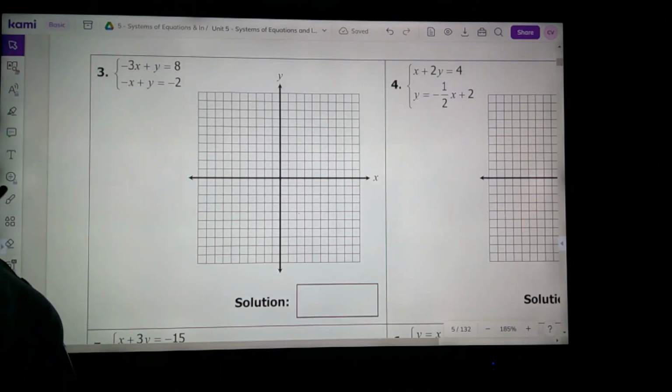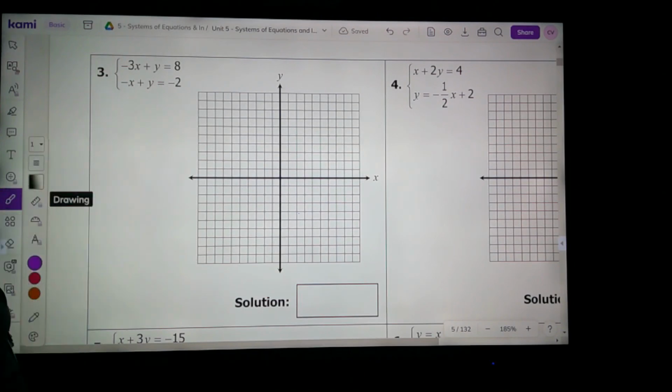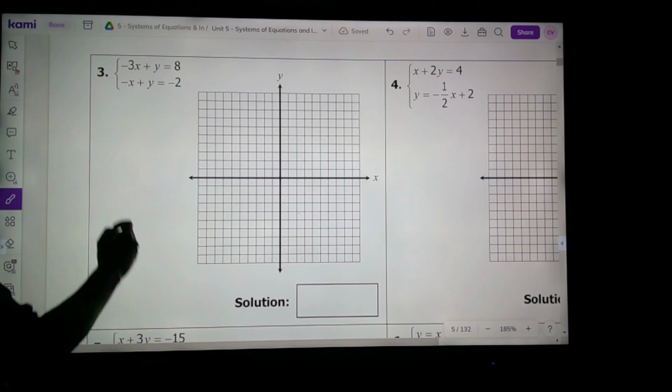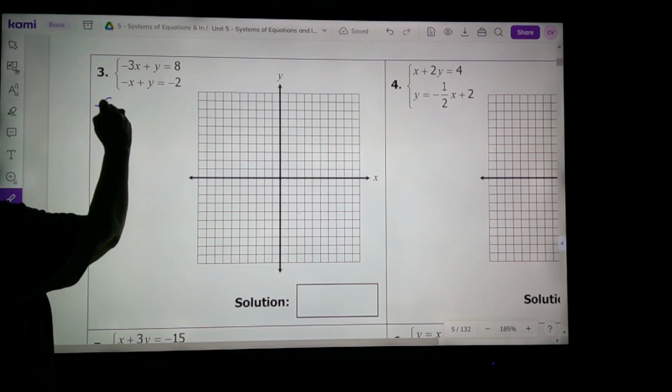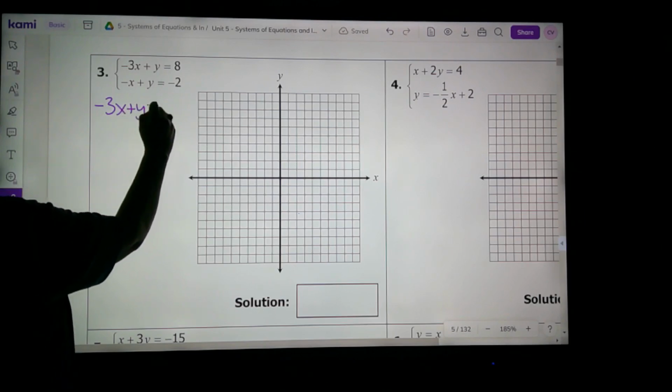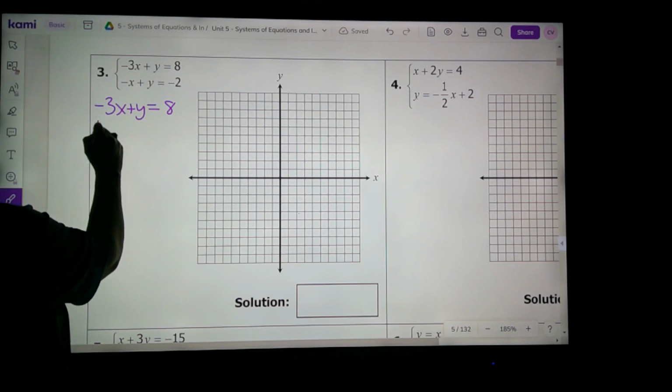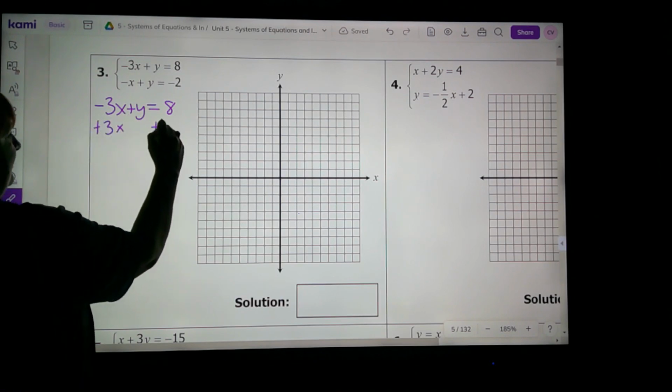Alright, the first thing I notice is that they are not in slope-intercept form. They're in standard form. I have to convert them. So I'll start with the first one. Negative 3x plus y equals 8. I need to isolate the y. It's a negative 3x, so I'm going to add 3x.